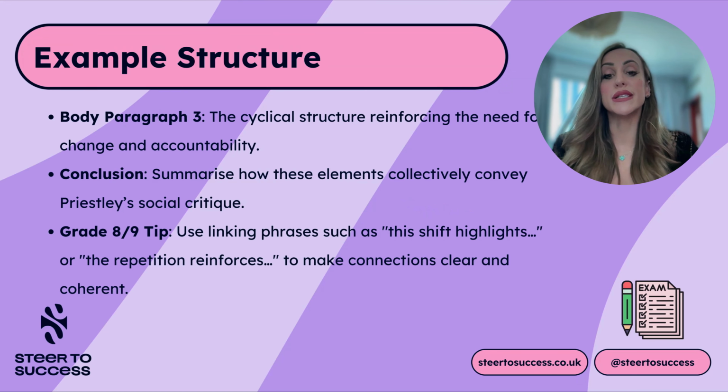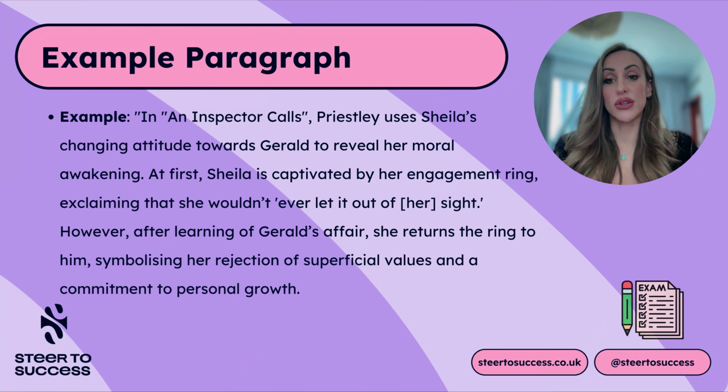And then for your conclusion, summarize how these elements collectively convey Priestley's social critique. And as a grade 8 or 9 tip, use linking phrases such as "this shift highlights" or "the repetition reinforces" to make connections clear and coherent. You can even say "this links to earlier on in the play" or "this foreshadows" to make it clear to the examiner, to your teacher, that you're making links across the text.